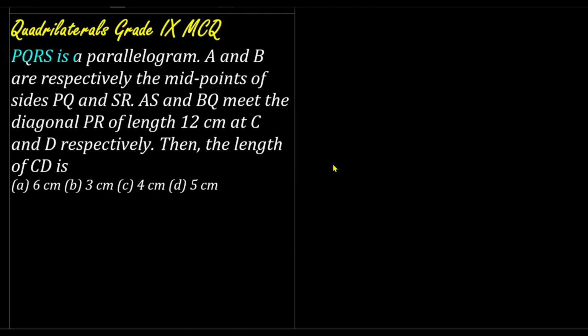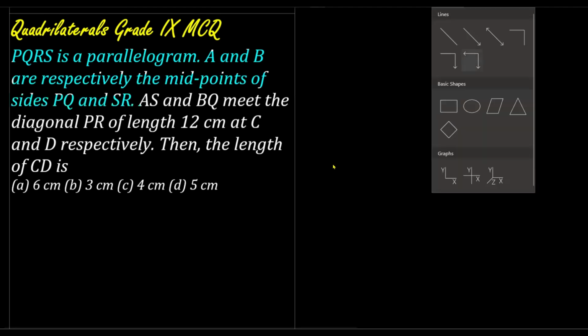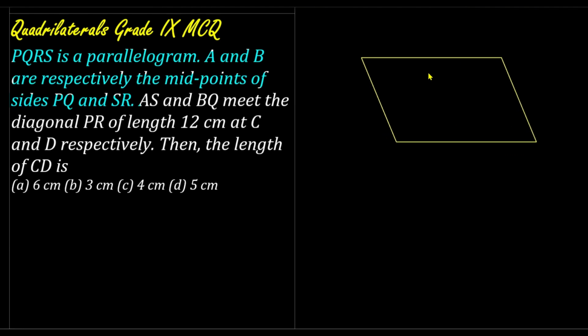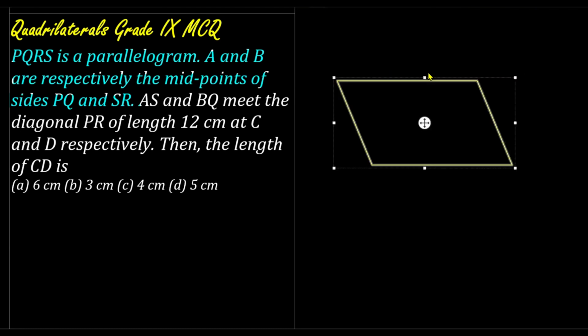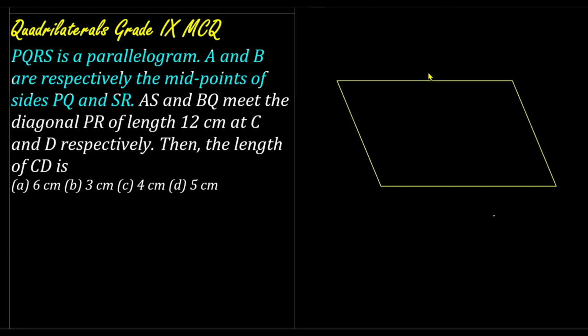In the next question, it says PQRS is a parallelogram and A and B are respectively the midpoints of sides PQ and SR. So let's do till here. We can make a parallelogram here, and I should name it as PQRS. So this is PQRS.